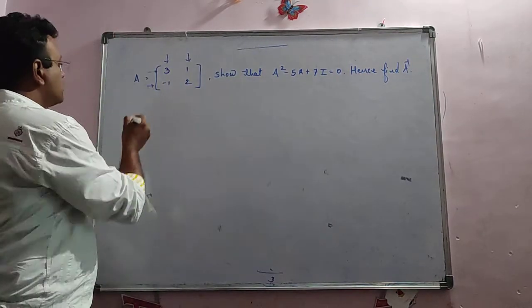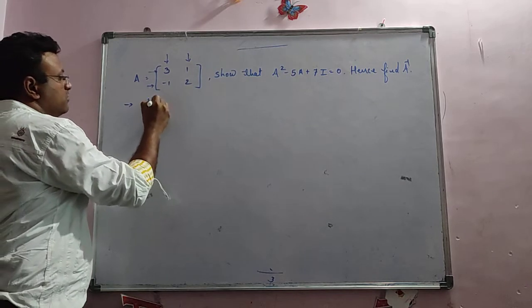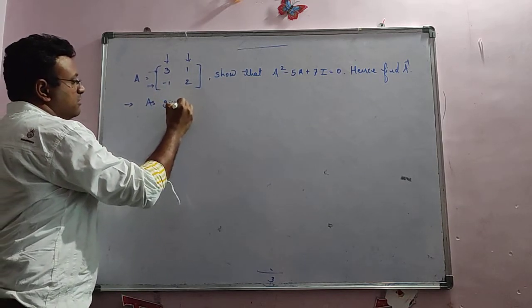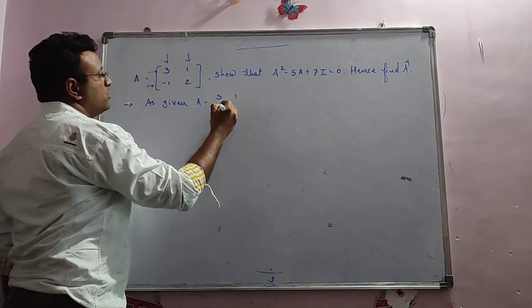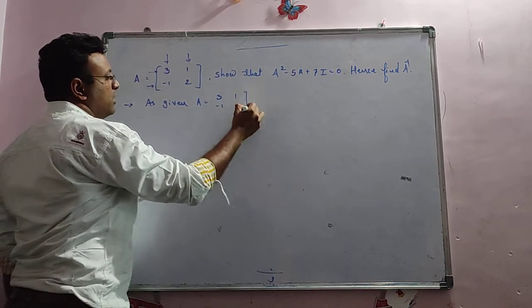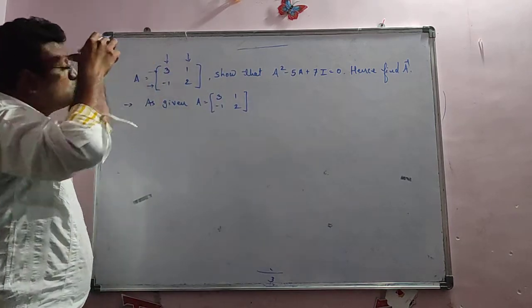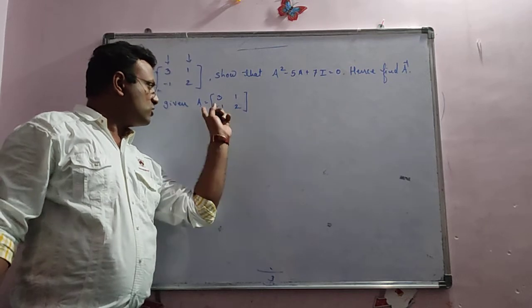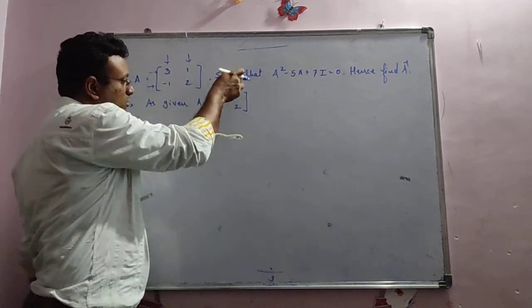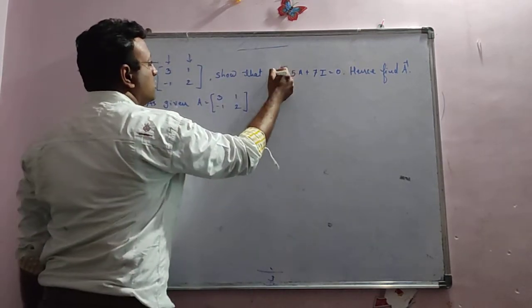Now, first of all, what is given to us we will write down as given. What is given? A. What is A? A is 3, 1, minus 1 and 2. This is a 2 by 2 matrix as I have told, because there are 2 rows and 2 columns. This is the first row, second row, first column, second column. First of all, we will find A square.